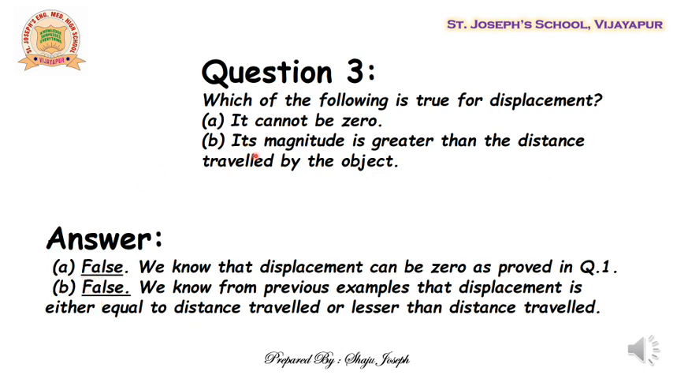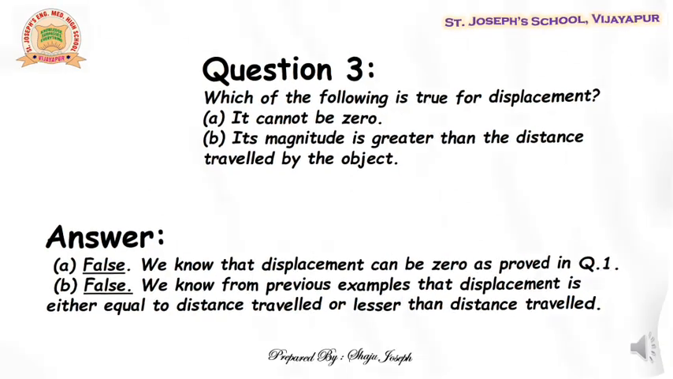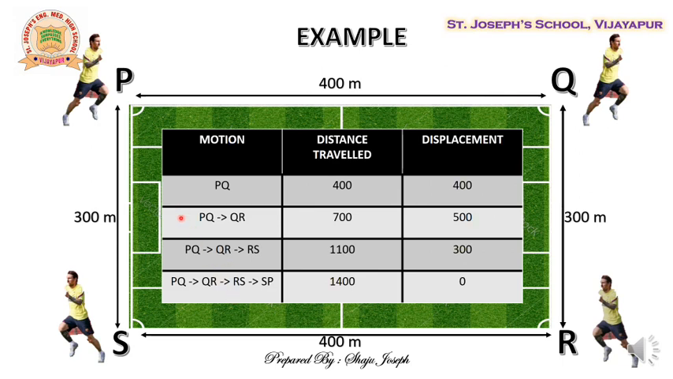Let us go to the second one. Its magnitude is greater than the distance travelled. From the previous examples that we have discussed, especially in the previous video on distance travelled and displacement, if you observe the values, we come to know that the displacement is either equal to or lesser than the distance travelled. Let me explain once more using the diagram. I hope you remember from the previous video, the sportsman starts from P to Q. When he moves from P to Q, his distance travelled is 400. So is the displacement. Both are equal.